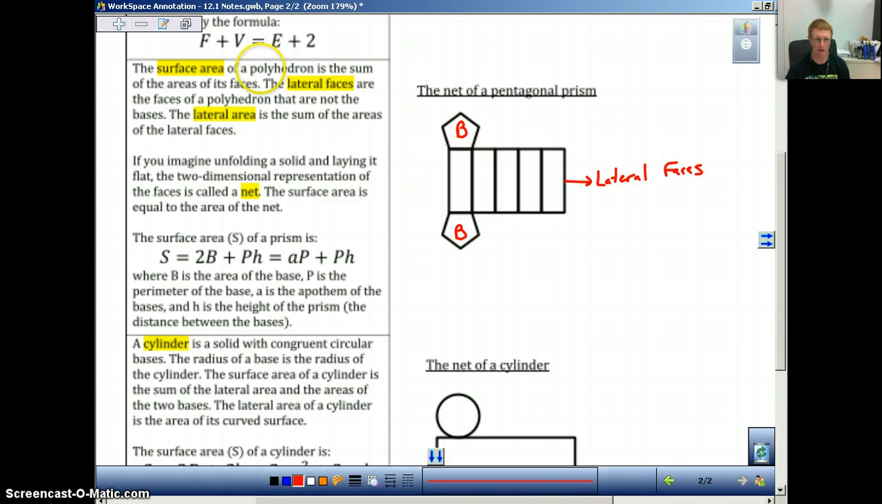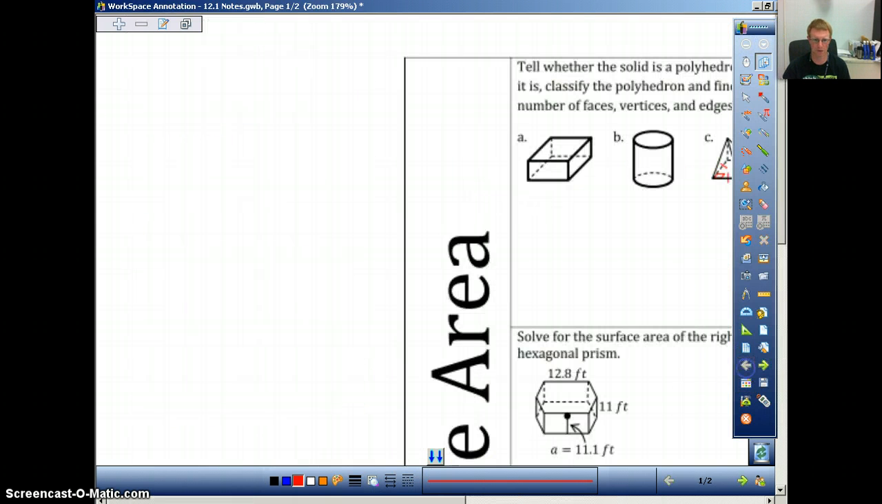So when you're finding it, it will always be the two bases, so the area of this base plus the area of this base, and then the area of all of your lateral faces. You can use this formula if you want to, and I'll let you read through that on your own, but essentially it's just finding the area of each lateral face and adding it up. If all of the lateral faces are the same, then you can just multiply by the number of lateral faces. So let's get right into the example, and like I said, we can go through this more in class if you need to.